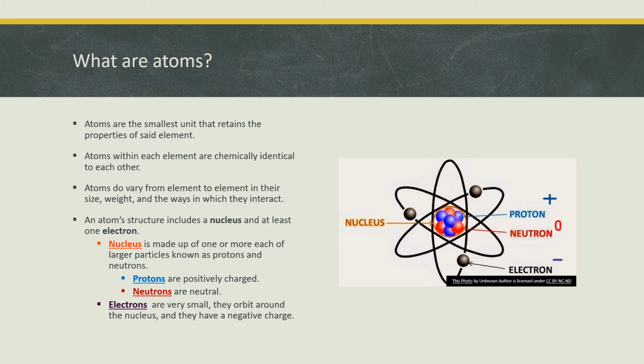A nucleus is made up of 1 or more each of larger particles, known as protons and neutrons. Protons are positively charged, and neutrons are neutral. Electrons are very small. They orbit around the nucleus, and they have a negative charge.